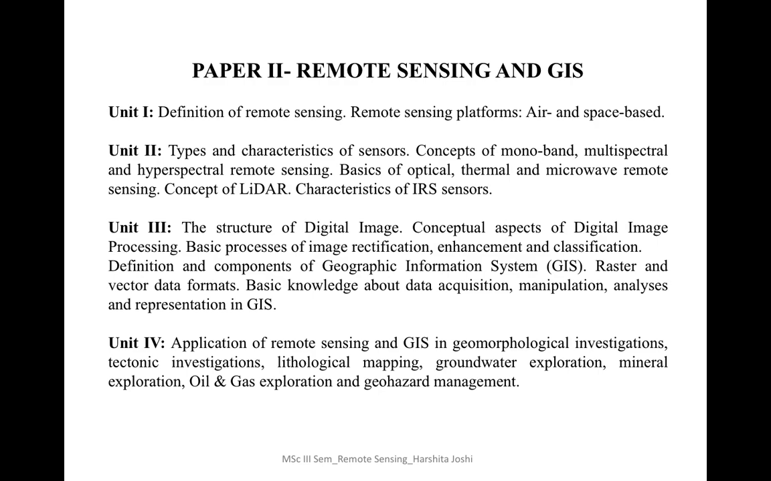It has 4 units. The first unit has the definition of remote sensing, and then we will learn about the various platforms that are being used for remote sensing, and we will learn more about air and space based platforms, although we have ground based platforms also. Then unit 2 is types and characteristics of sensors.